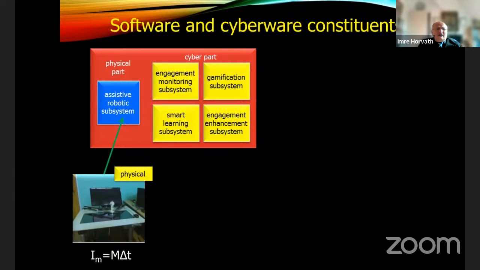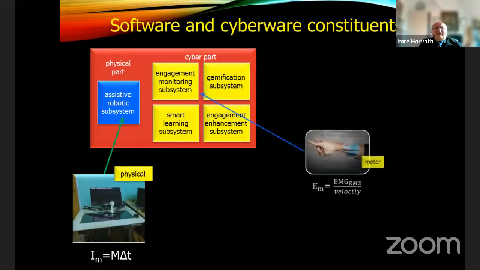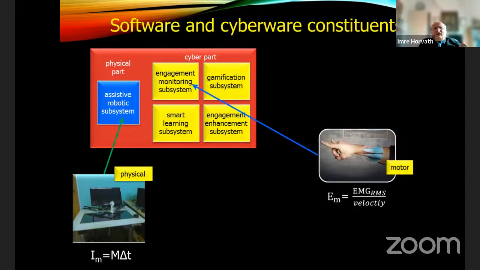I already showed you the image about the physical part. And then we had a subsystem which was monitoring the motor engagement, namely the activity of the motion of the human hands, velocity, for instance, and the forces exerted by the muscles were detected by the equipment I mentioned beforehand and were sent to the processor unit.